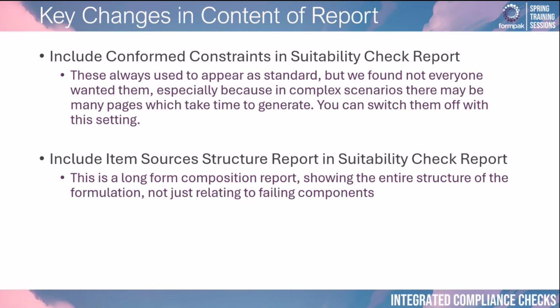The other thing we talked about briefly was the item sources structure report. This is the long form composition report showing the entire structure, and it doesn't just relate to failing components. It is the whole composition of the formulation shown in a component view, so that you can find where problem materials are throughout. It's an alternative way of looking at information. Typically, if people have the violating component structure on, they may be less interested in this, but it does depend. There's some preference involved.